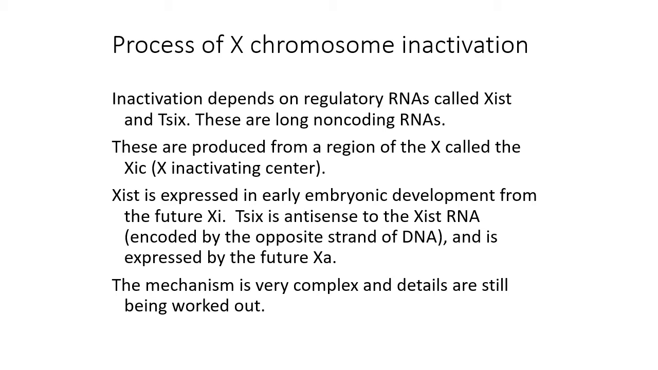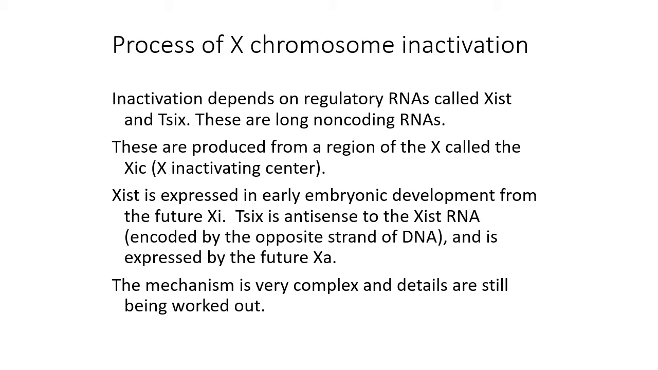Okay, so in terms of the process and how this happens, the inactivation depends on regulatory RNAs called Xist and Tsix that are long non-coding RNAs that are produced from a region of the X chromosome, which is called the X inactivation center. Okay, Xist is expressed as a race early on for which one is going to get expressed, but ultimately there's a choice where one of the X chromosomes will express the Xist RNA, and the other will express the antisense RNA.